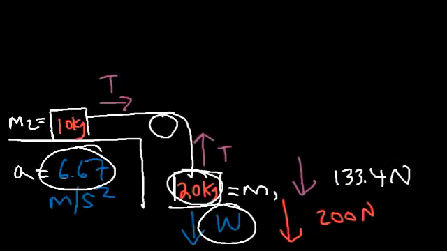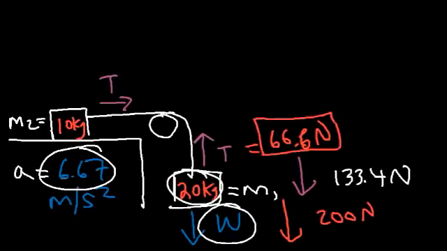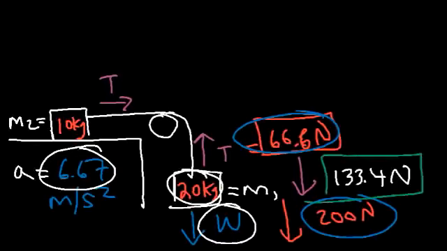So 200 minus 133.4 gives you a tension force of 66.6. To make sense of this value, we have a downward force of 200 and an upward force of 66.6. So if you do 200 minus 66.6, you're going to get a net downward force of 133.4.